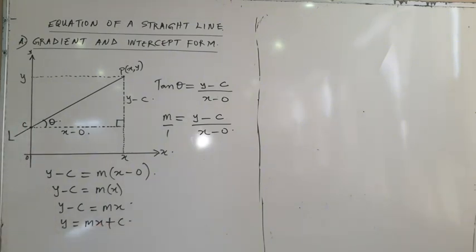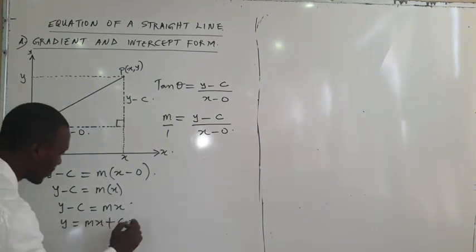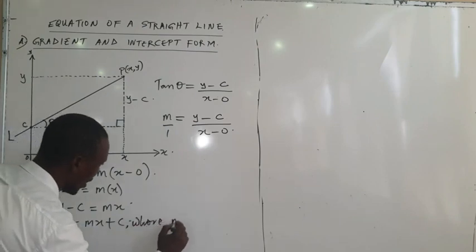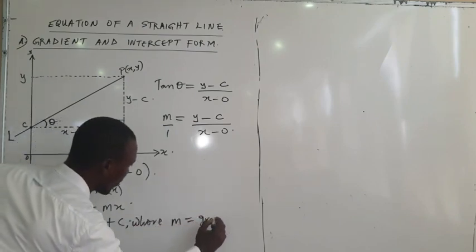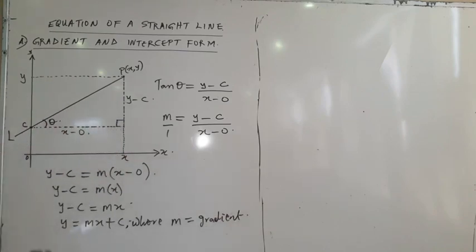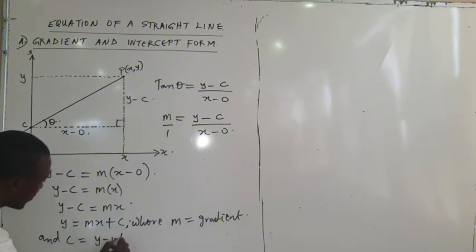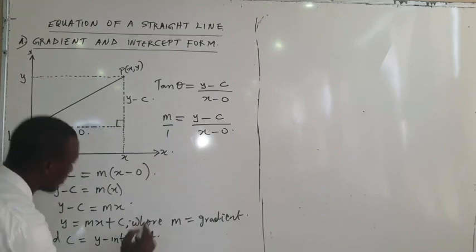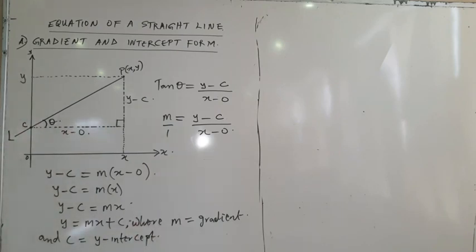So this is the equation of a straight line given the gradient and the intercept form. Intercept in this sense means y-intercept, not x-intercept. So it is y equals mx plus c, where m is the gradient and c is the y-intercept. So this is the proof of the gradient and intercept form. Let's move to the first example.